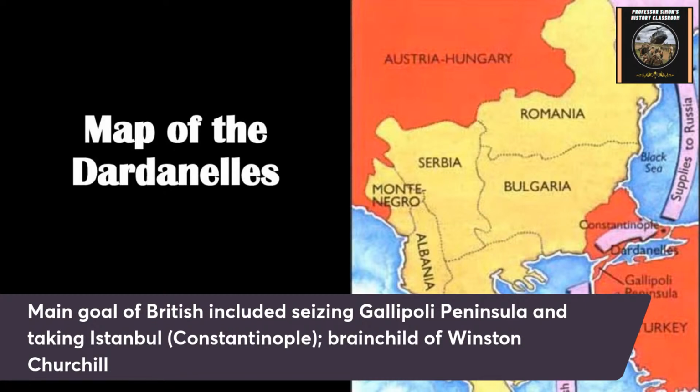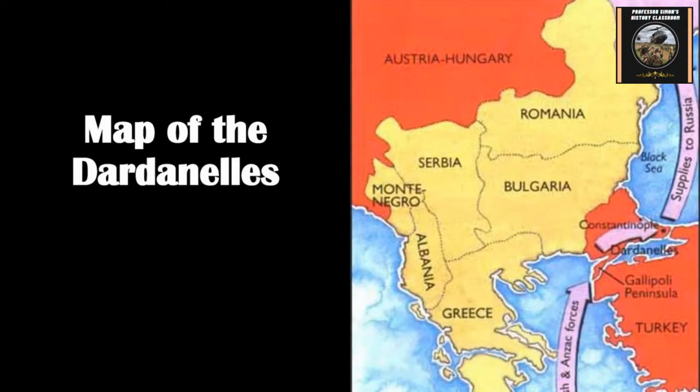And it was actually the brainchild of Winston Churchill, who was not prime minister at the time. He was in the government, in the naval part of the government. First Lord of the Admiralty, I think, was his title. He was the guy behind it and thought they could do this. And so what they did was they brought naval forces up through the Aegean Sea.